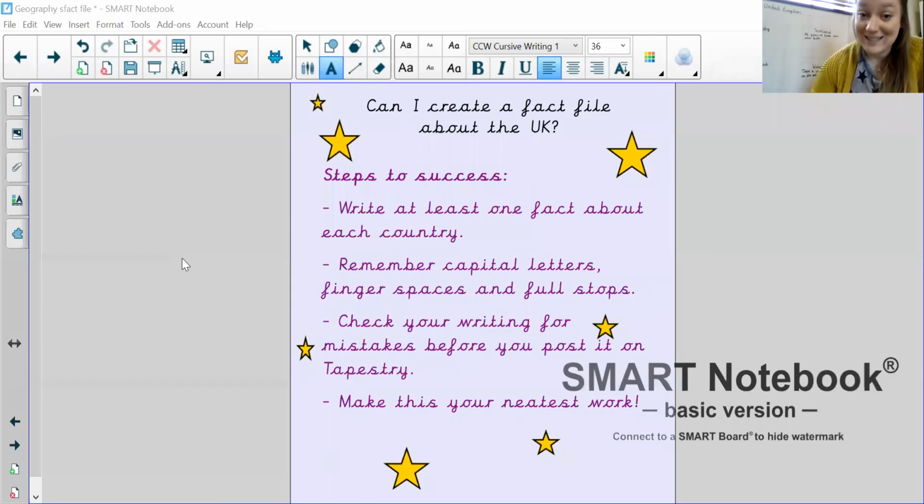Your steps to success say that I want to see that you have written at least one fact for each country and you have remembered your writing toolkit, so that's your capital letters, finger spaces and full stops. I want to be able to see that you have checked your writing for mistakes before you put it on Tapestry. And really important, I want this to be your neatest writing, please.